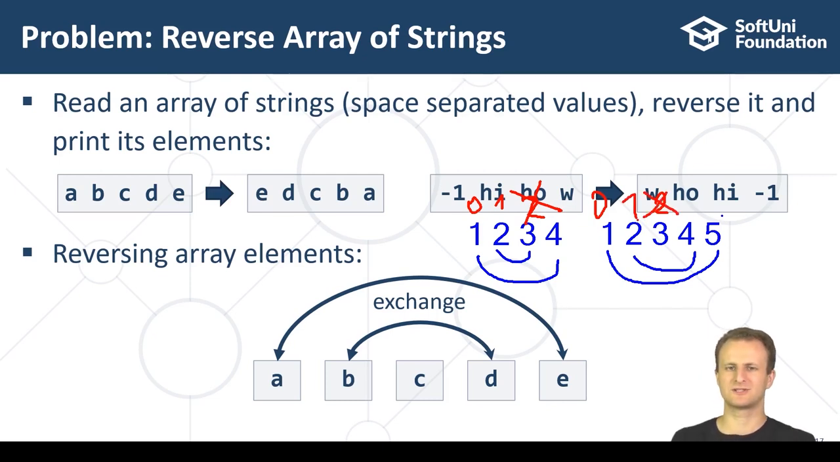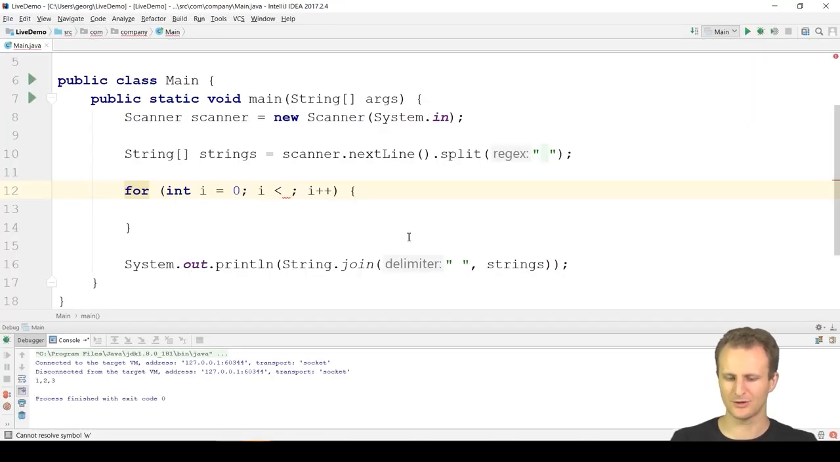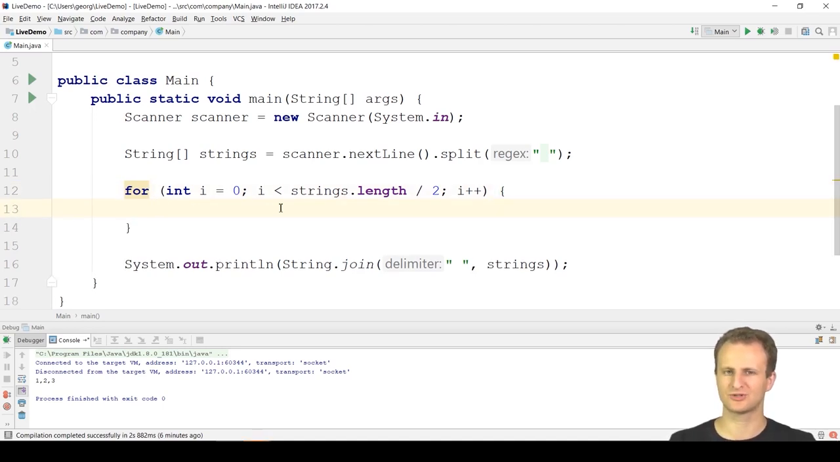Okay, so whether it's an even number of items or an odd number of items, in both cases we go until we reach the length divided by 2, and we need to reach before this, so less than this. Okay, so we need a for loop that goes from 0 to strings.length divided by 2. And now we just do what? We need to exchange two indices.